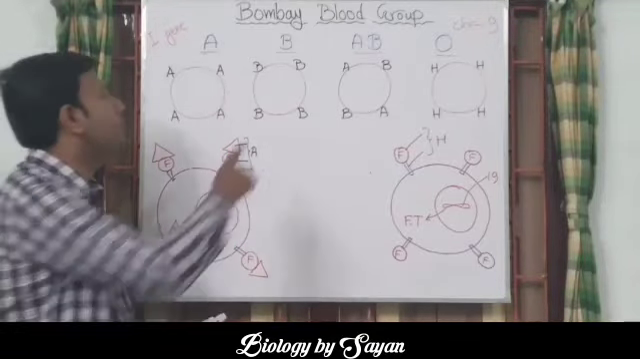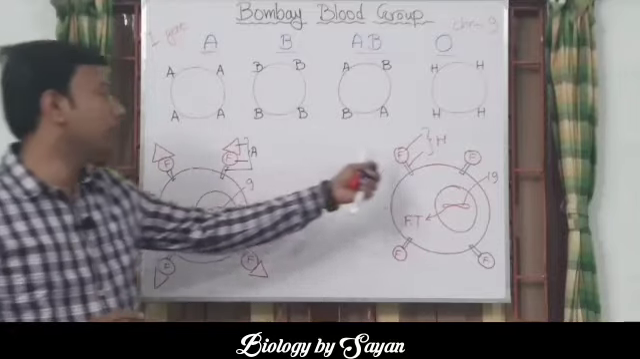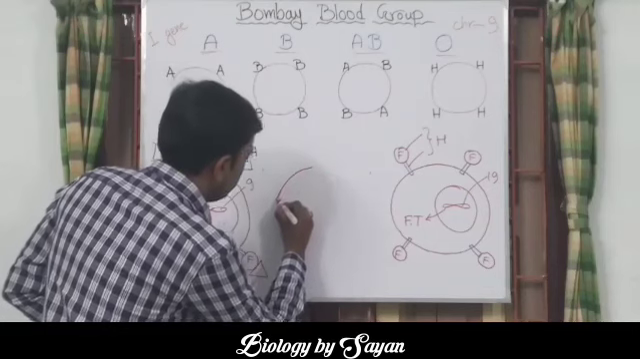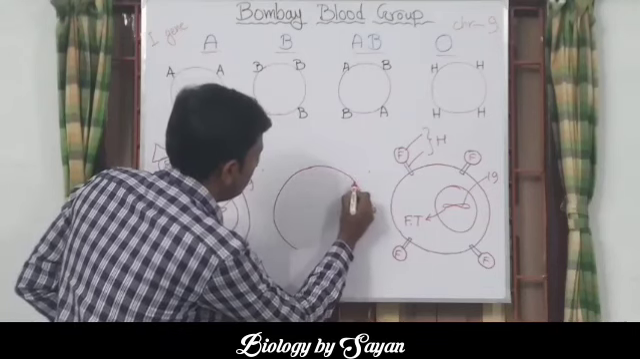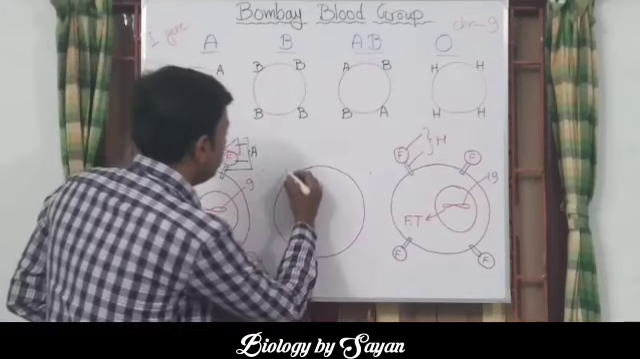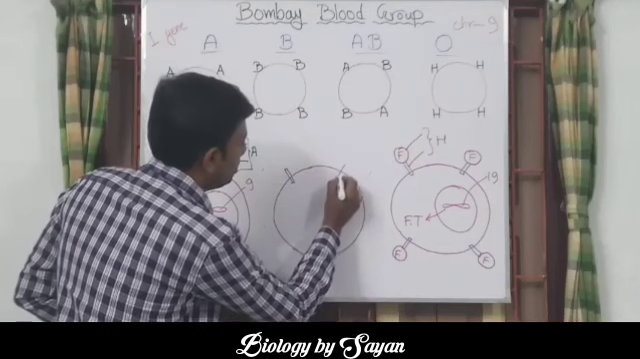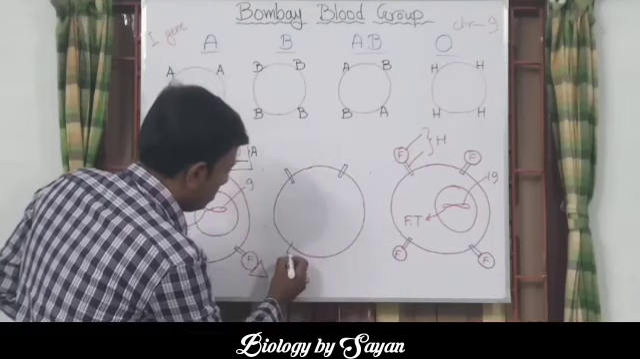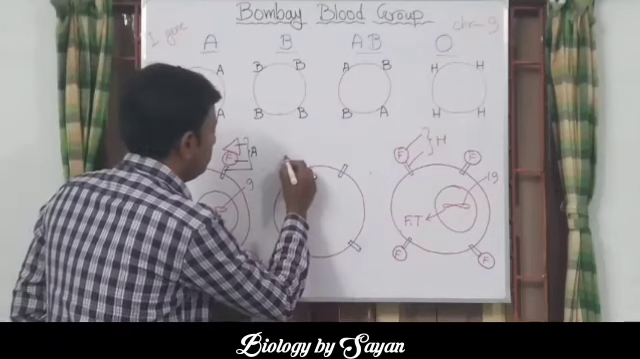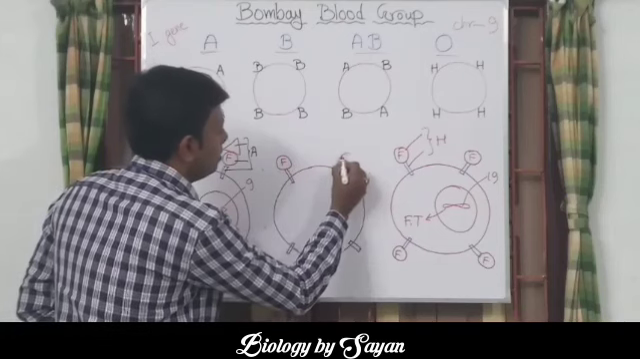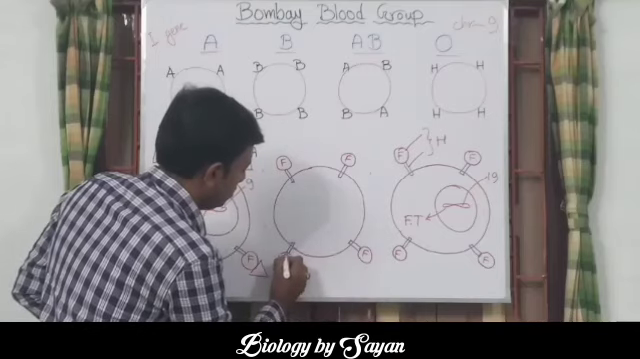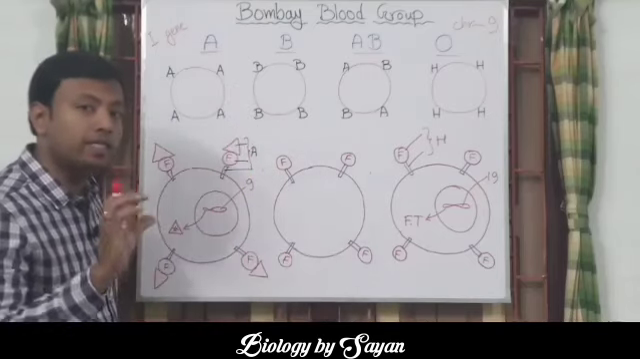Now let's find how B antigens are formed from the pre-existing H antigen. Let's start the same diagram. The surface of the RBC contains the H antigen. These are the oligosaccharide structures. On the top, these are fucose molecules. So up to this, these are the H antigens.